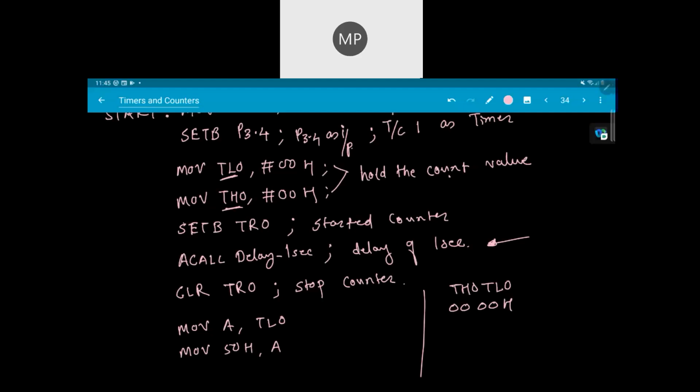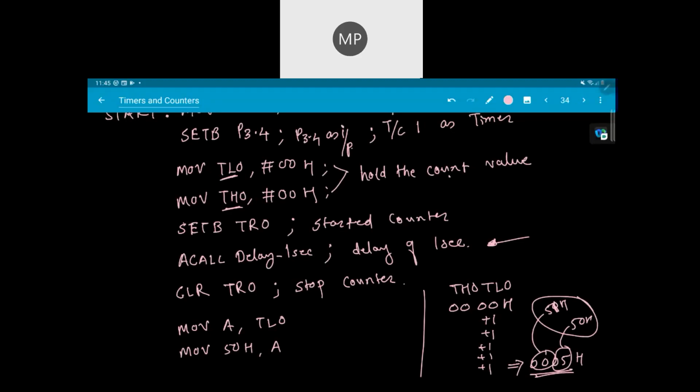तो 5 पल्सेस आए, तो इसकी वैल्यू कितनी हो गई? +1 +1 +1 +1 and +1. So ultimately the value became 0005H, right. So this value we have stored into the location. तो बेसिकली हमने क्या किया कि पहले TL0 की वैल्यू हमने लोकेशन 50H पे सेव कर दी, और TH0 की वैल्यू लोकेशन 51H पे सेव कर दी. तो at this memory location we will be having the value of the count. So ultimately you can verify it from the accumulator itself.